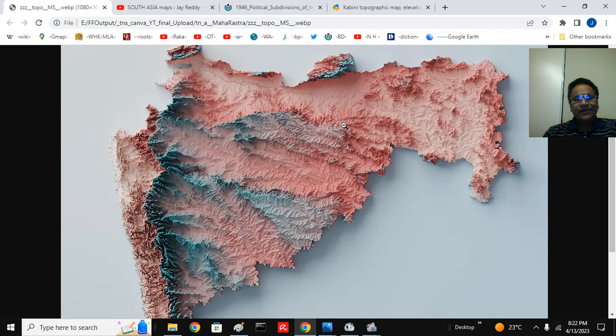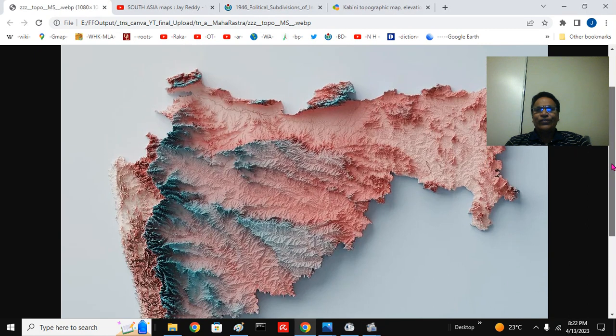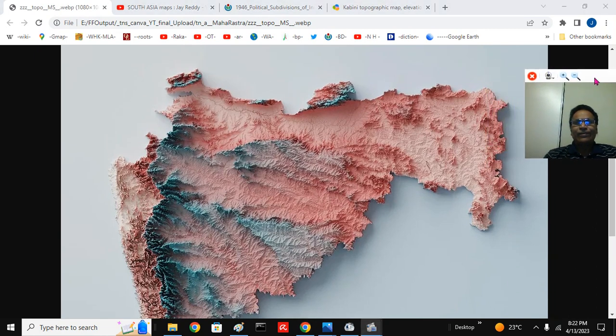So here you can see Maharashtra. We are looking only at the borders here. This is the Satpura mountains, because this is only part of Maharashtra. Other parts are cut. You should have seen it if it were there, but I will walk you through.